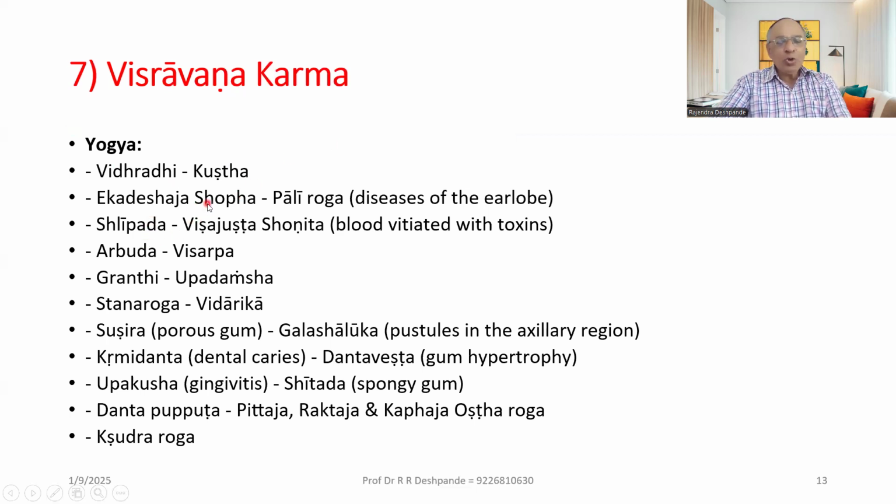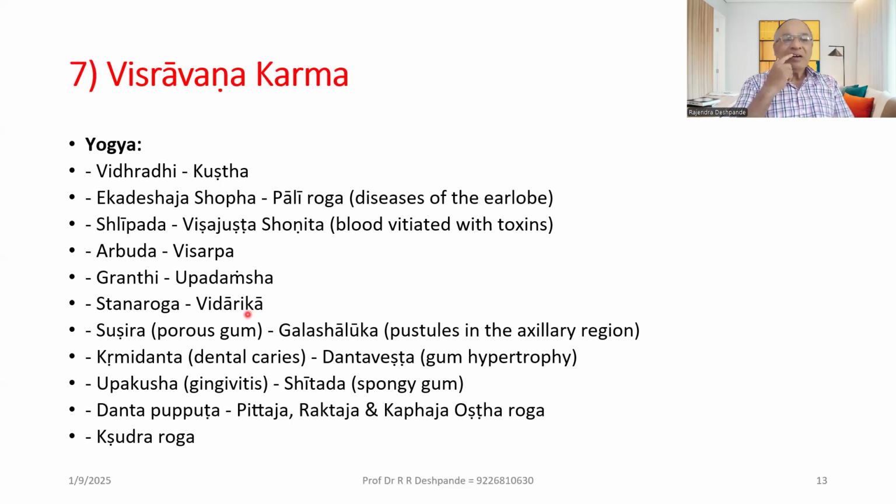Then Eka Doshaja Shof. That means if there is a local swelling or inflammation, even the Visravan can be done. Pali Roga, that is diseases of the ear lobule. Then Arbuda, tumor, benign or malignant. We can do sometimes Visravana. Then next is a Visarpa, that is like erysipelas or cellulitis, Granthi, then Upadamsha, then Stanaroga and Vidarika. These are the different diseases where we can do the Visravana.